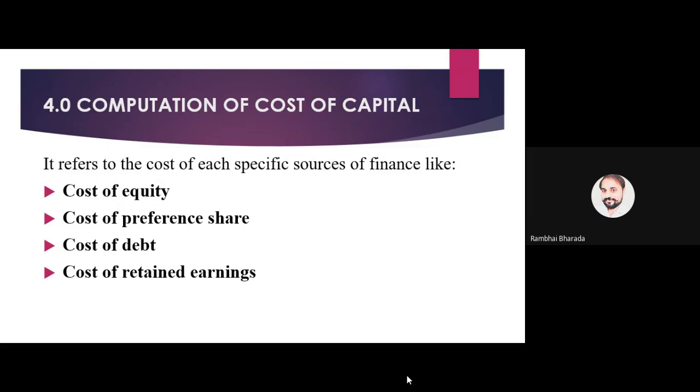Now this is important for all of you. Those who have not written, please write down this one. Okay, one by one we go for the practical application of each capital. The first one is cost of equity, second cost of preference, third one cost of debt, and fourth one is cost of retained earnings.